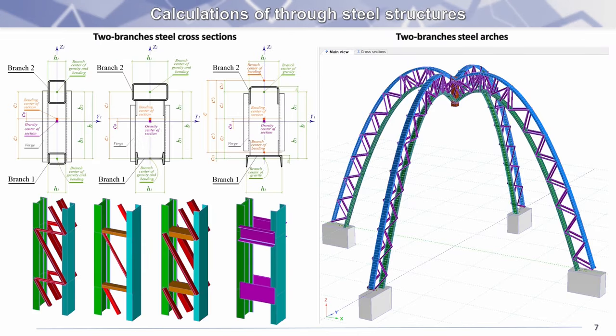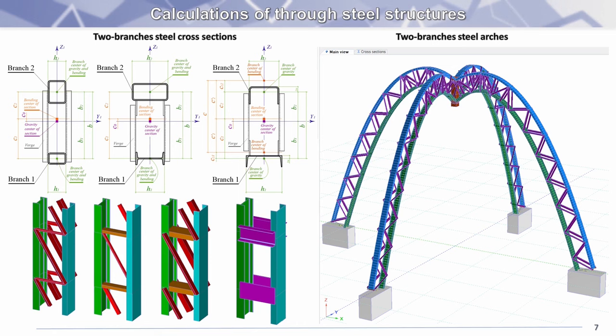Now, let's proceed to through two-branch cross-sections. A wide range of variants of such cross-sections is a distinguishing feature of SP LIRA 10. The program provides for a universal two-branch cross-section consisting of two branches and connecting elements between them. A wide range of assortment can be set as branches. The connecting elements are implemented as a geometrically invariable grid or slats.